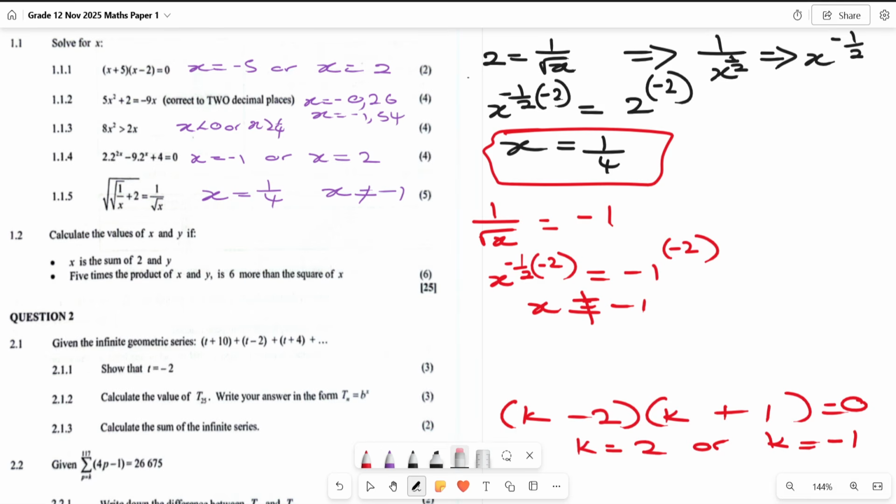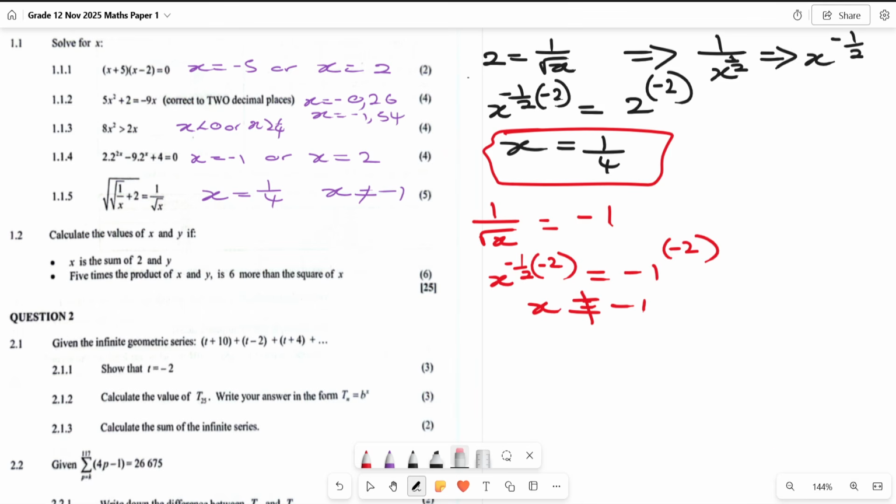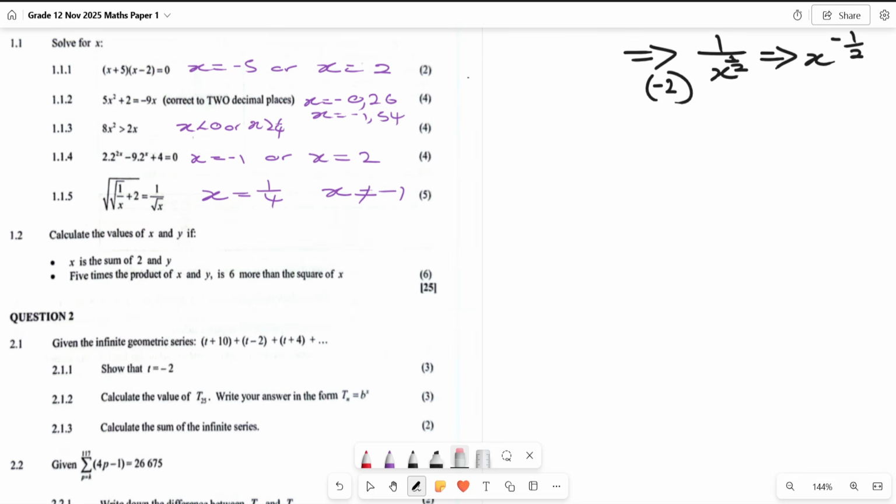Obviously when you looked at this question, you knew it was going to be a simultaneous equation. The problem was how to interpret it, or how to make sense out of it. So what do we have here, guys? The question told us that x is the sum of 2 and y. So that is our opening statement. X is the sum of 2 and y. So basically sum means 2 plus y. That is our first equation.